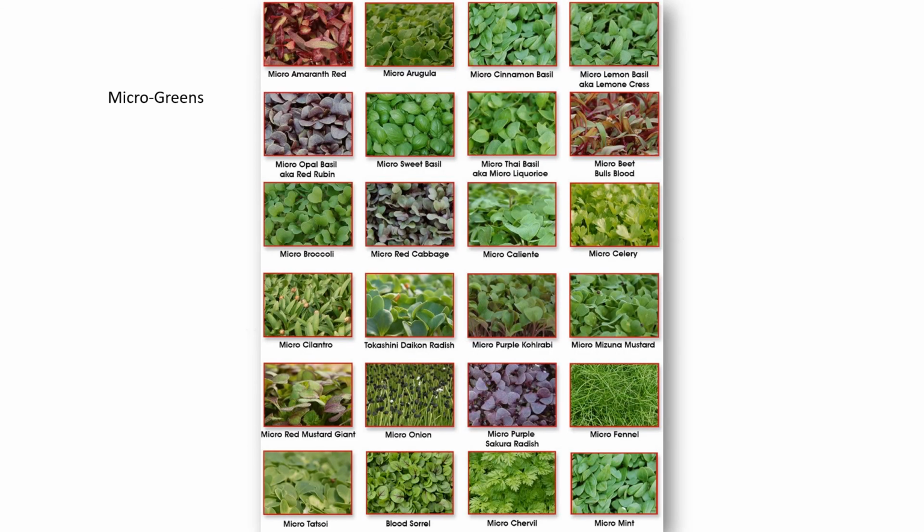You look at the variety of the different microgreens, the different colors. You've got things like arugula, which is going to give you a nice peppery taste to your food. Cinnamon basil, which gives you a bit of cinnamon to it. Lemon gives you that citrusy taste to it. Beets, very sweet. Chervil gives you a nice licoricey, little micro mint.